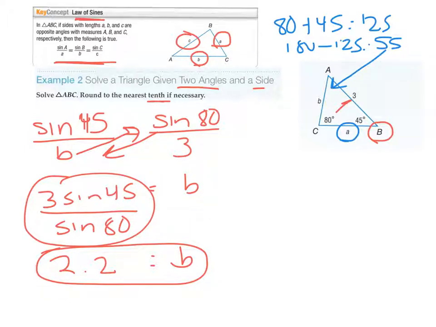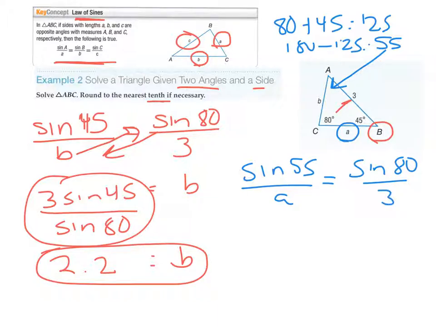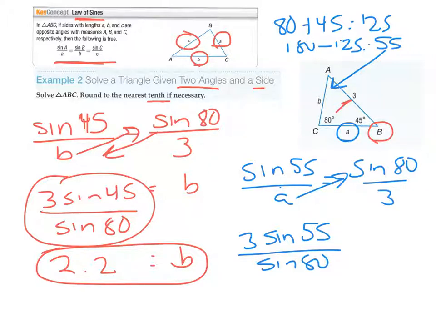So now we can set up a proportion of sine of 55 over a equals, and I'm going to use sine of 80 over 3. It makes no difference which of the other two we use, but I'm picking this one. So once again, we have the letter on the bottom, so these two switch spots, and this gets multiplied. What we end up with is 3 times sine of 55 over sine of 80 equals a. If we take that in our calculator, we'll get the answer rounded as 2.5.